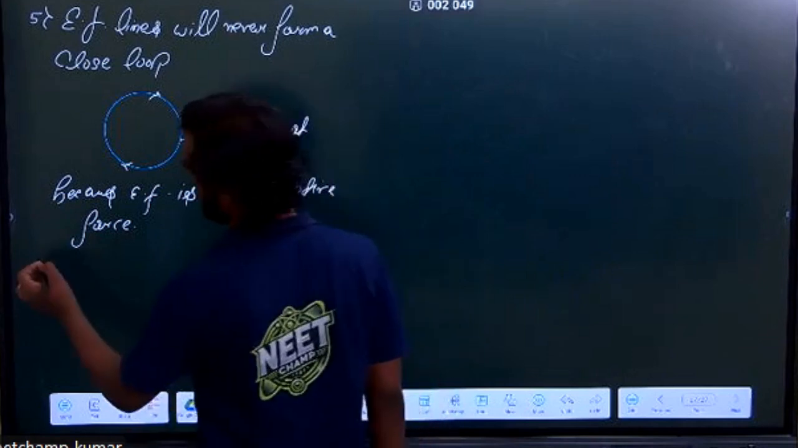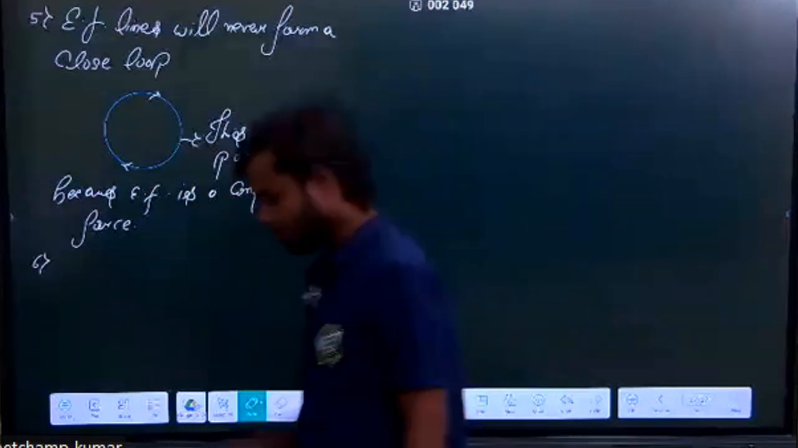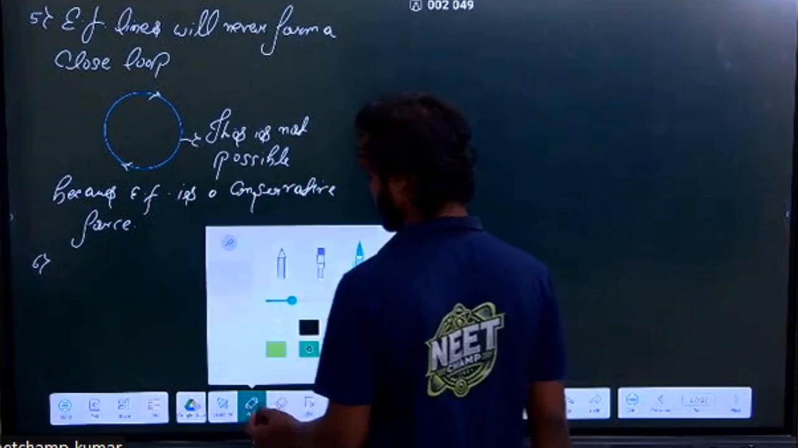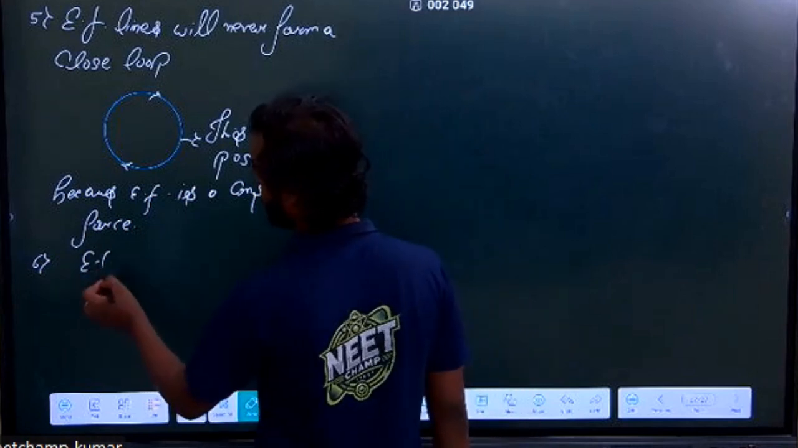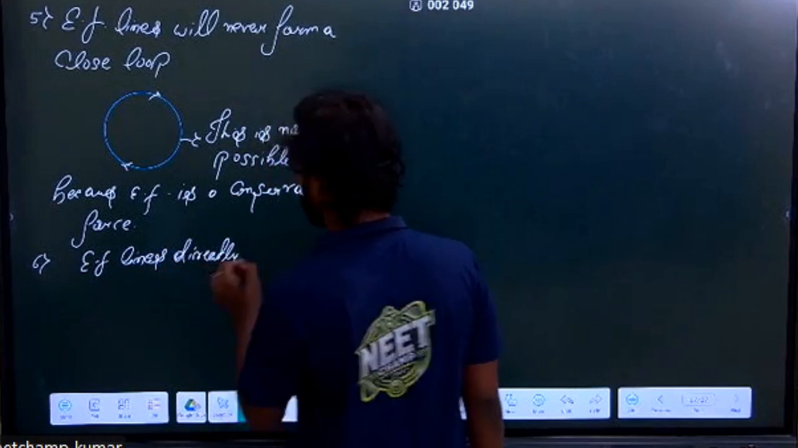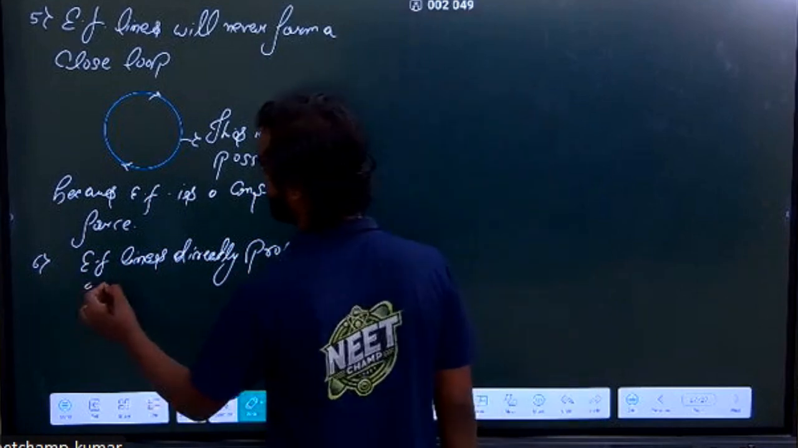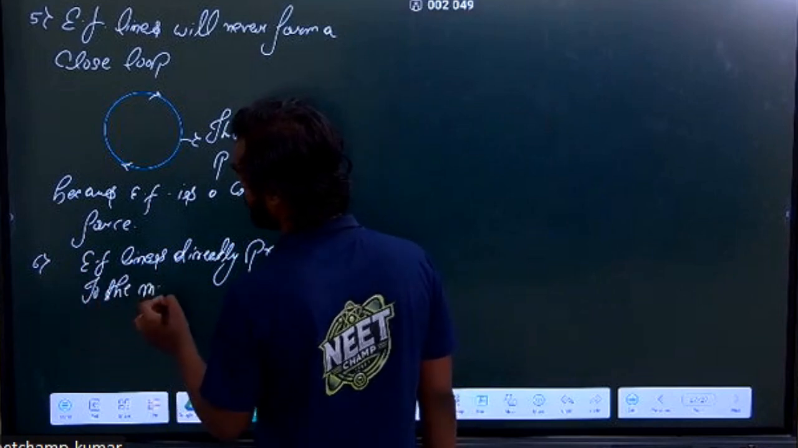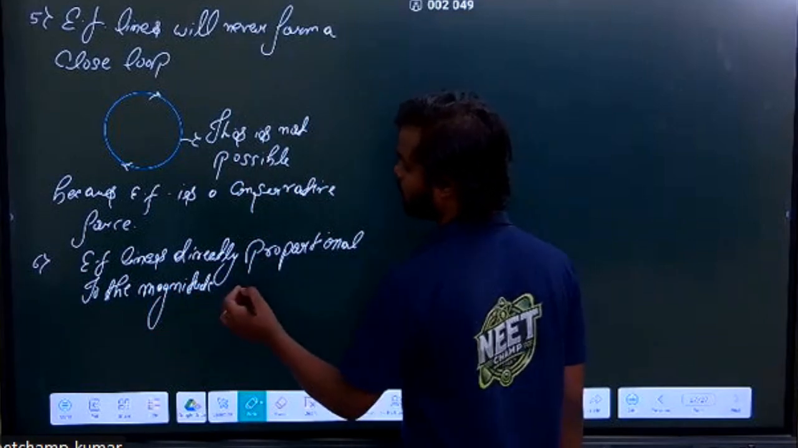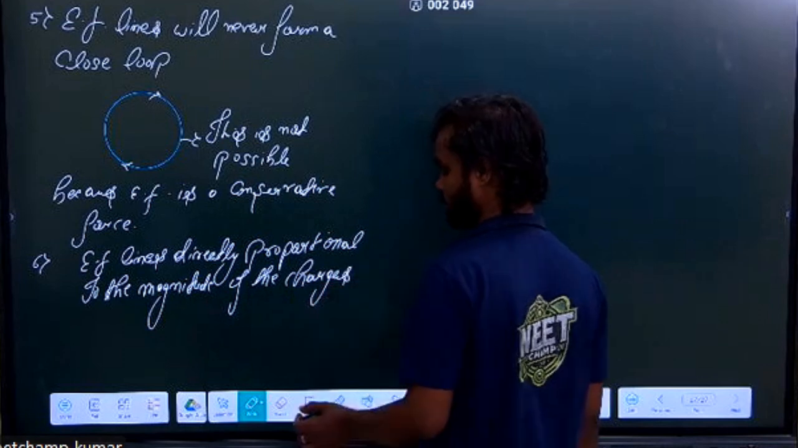Second property is that the number of electric field lines is directly proportional to the magnitude of the charges. For example, let me try to explain.